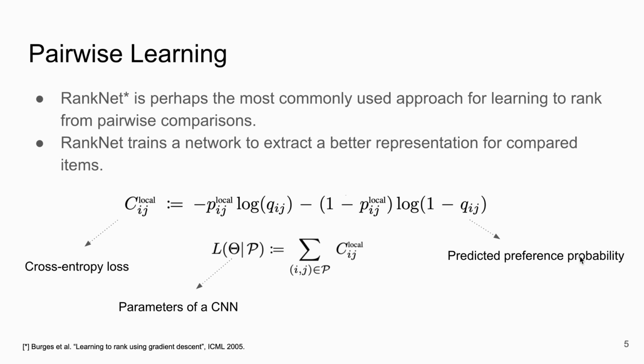RankNet is perhaps the most commonly used approach for learning to rank from pairwise comparisons. In the RankNet framework, the cross-entropy loss is used to train parameters of a CNN that predicts the preference probability of image I over image J. Note that in this cross-entropy loss, the empirical probabilities from pairwise comparisons are used as the ground truth.